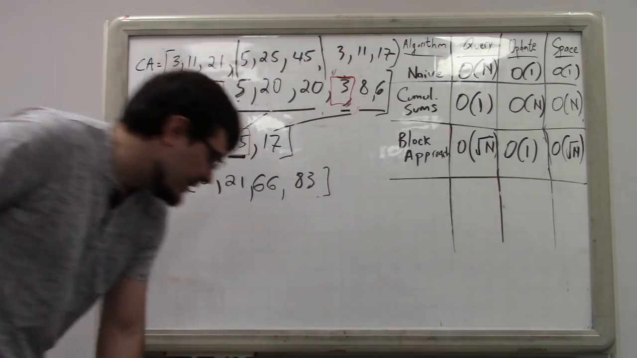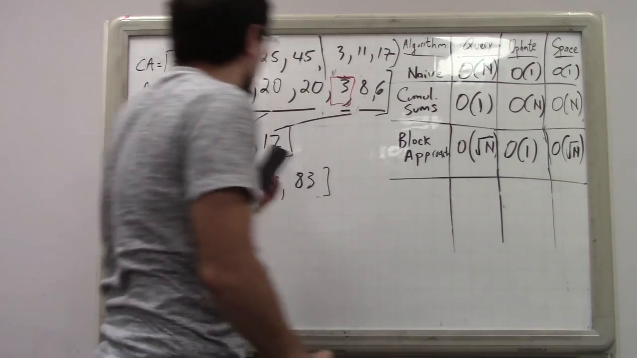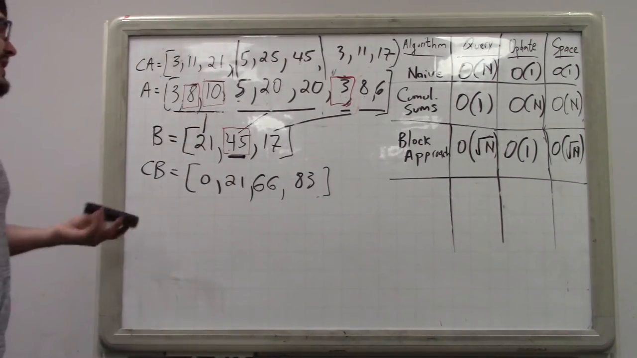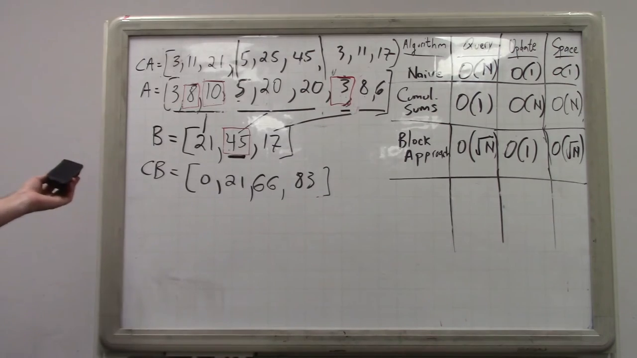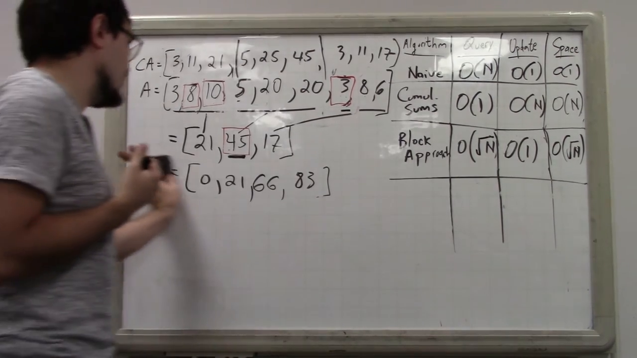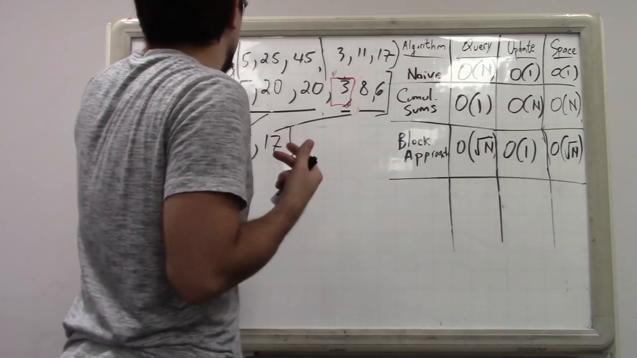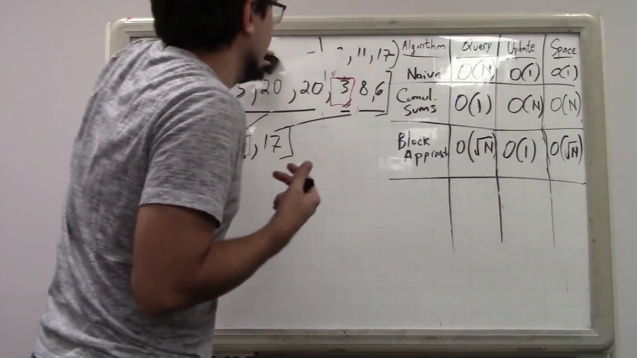So I think we covered that part. Then the other thing I want to say is, okay, so how do we make this better? Let's go back to basics. Let's forget about these cumulative arrays. That was always kind of ugly.